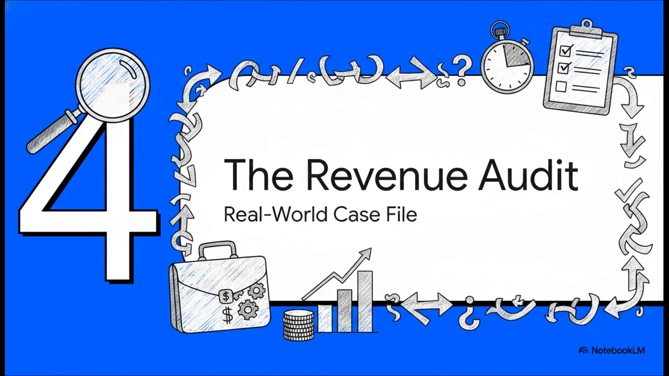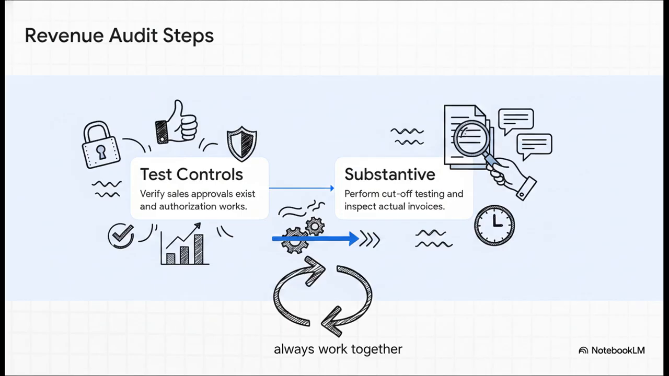Let's look at a real-world case file, the revenue audit. Let's ground everything we've discussed into a tangible example. How does an auditor tackle revenue? Step 1, they test controls. They verify that sales approvals exist, credit checks are genuinely performed, and management authorization works.